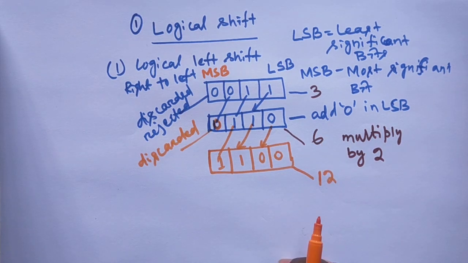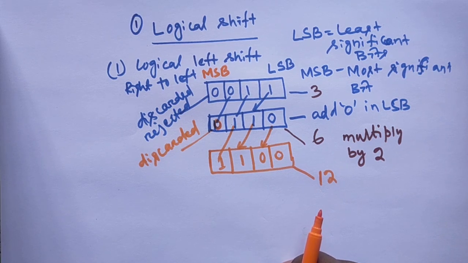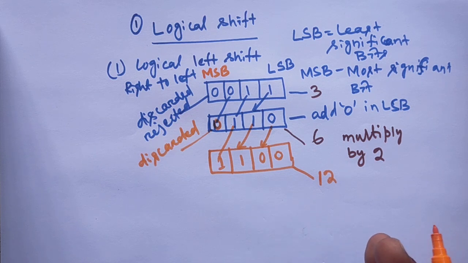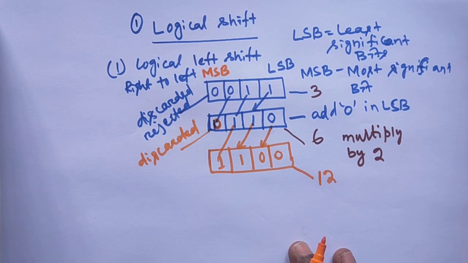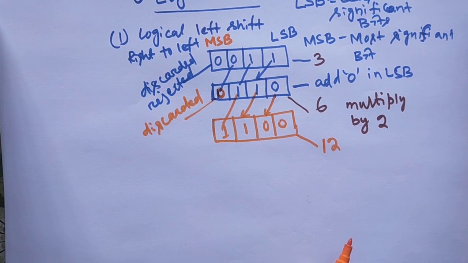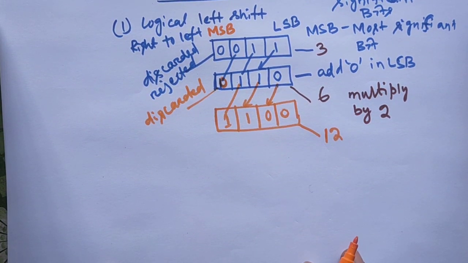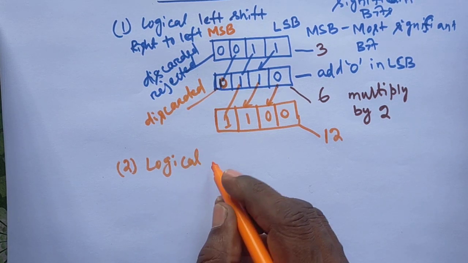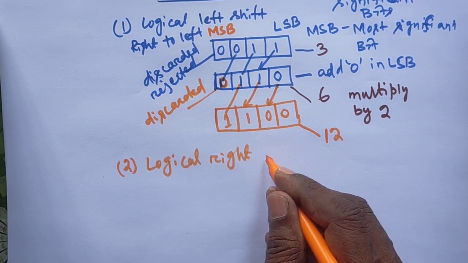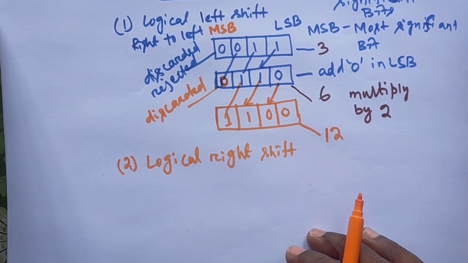Again we will go through that and see how many times it will multiply. This is the basic concept whenever we go through this particular data. Go through from right to left, so we can call this a logical left shift. Similarly, we can go another way, that is a logical right shift.